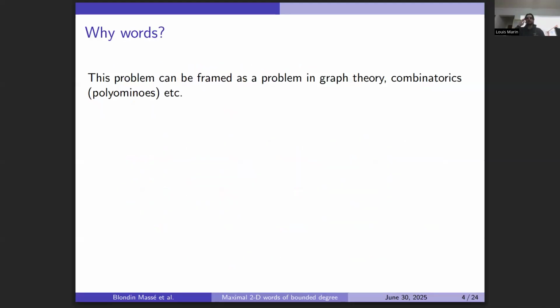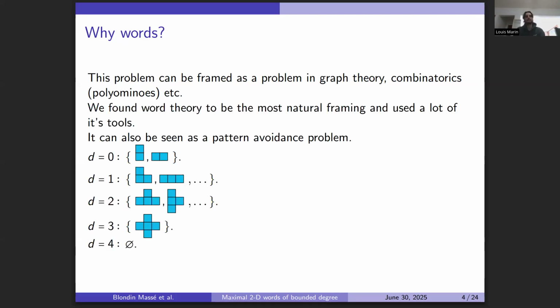All right, so why words? Why would we frame this problem as a problem on combinatorics on words? Because this problem could also be seen as a problem on polyominoes or forests of polyominoes. It could also be seen, and we'll see this later, as a problem of graph theory, of dominating set. It can be seen basically as a generalization of the dominating set problem. But we found that word theory was the most natural framing because we used a lot of its notation and tools.